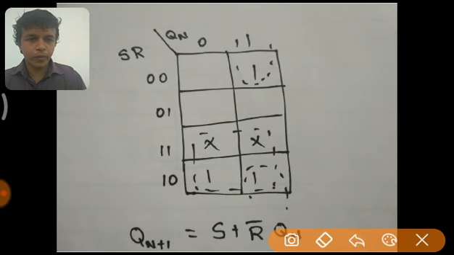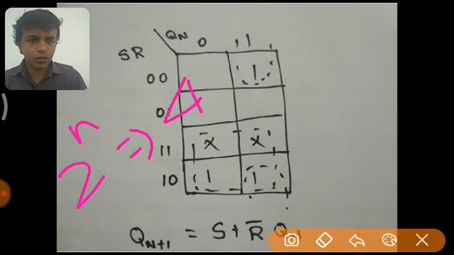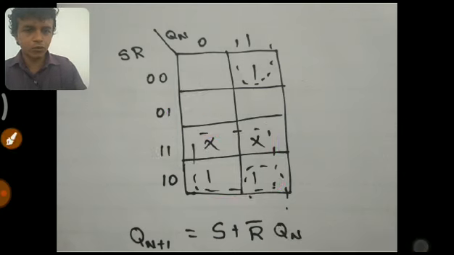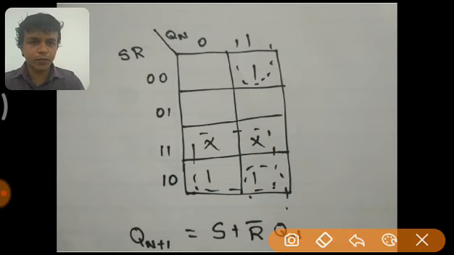Now I have to go for grouping. Grouping is done in the form of 2 power n number of ones. Here the maximum that can be grouped is 2 power 2 equals 4 ones. So these 4 boxes can be grouped together, and I have to derive the Boolean expression for this group.